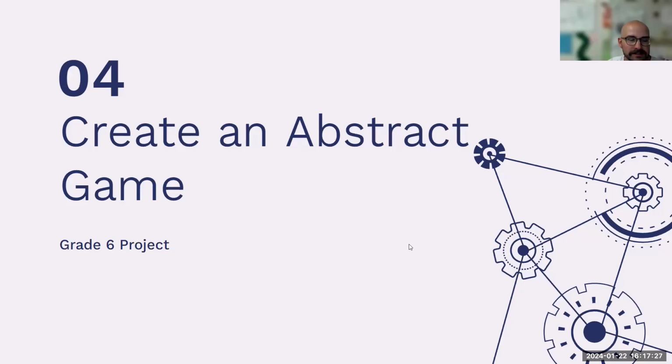Okay, on to grade 6. So grade 6, this one's a little bit more fun, a little bit more involved. The goal is to create an abstract game. What an abstract game is, you think of a game and then you put it down to its nuts and bolts and you play that instead of the real game.